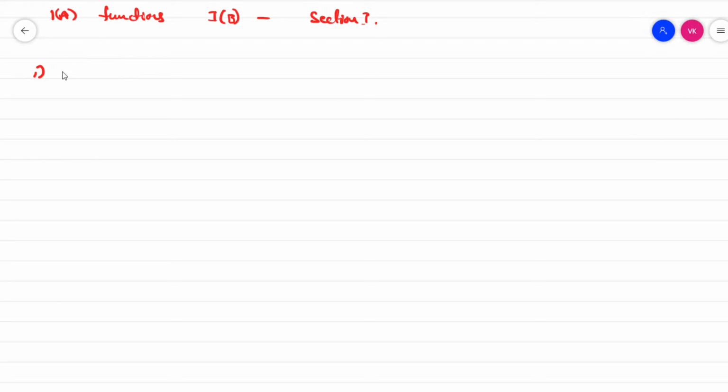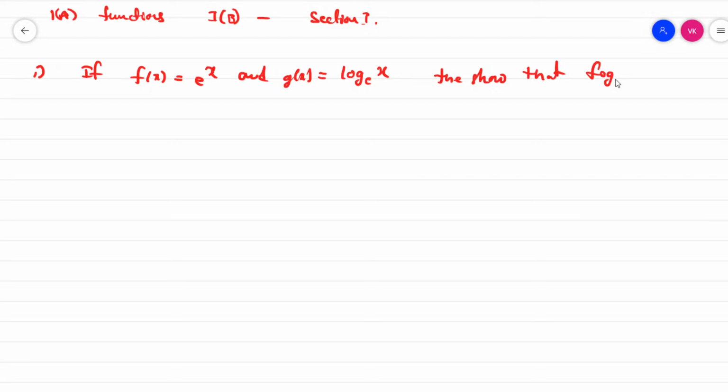The first question is given as: if f of x is equal to e power of x and g of x is equal to log base e of x, then show that f circle g is equal to g circle f. This is part 1, and the second part is to find f inverse and g inverse.